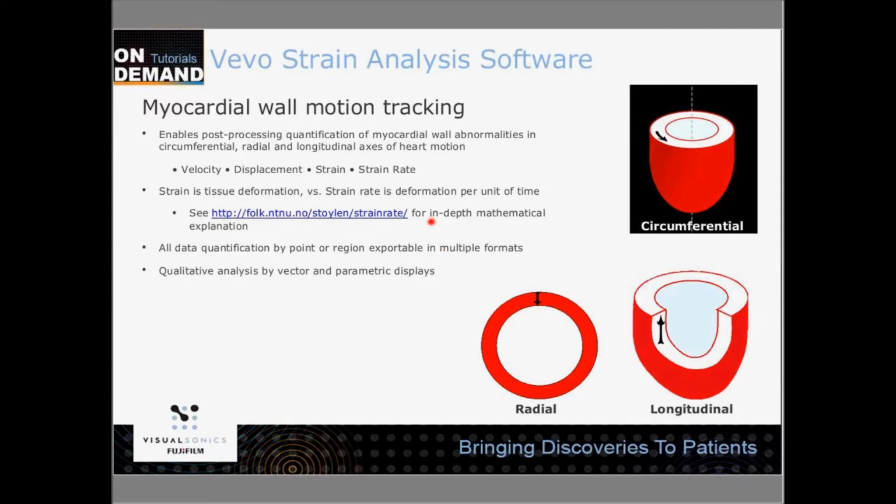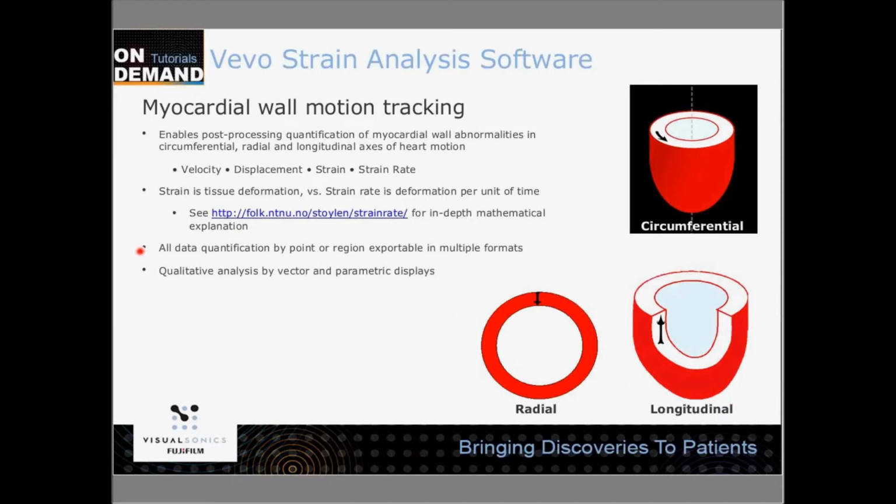I would highlight this website. Full disclosure, we have no connection with the investigator that maintains this website. It's a great website for a really in-depth mathematical explanation of strain: first order, second order strain, Green, Lagrangian, Eulerian strain components. It really goes in depth, and the professor that maintains it provides some really great real-world analogies and explanations for what strain is, how it works, and how it's assessed in the myocardium.